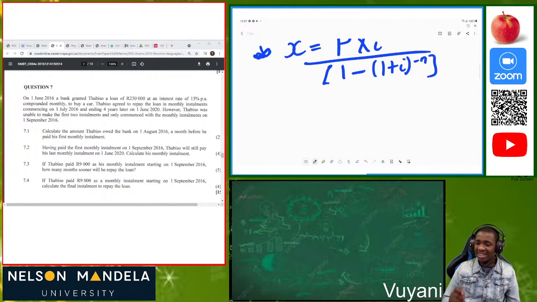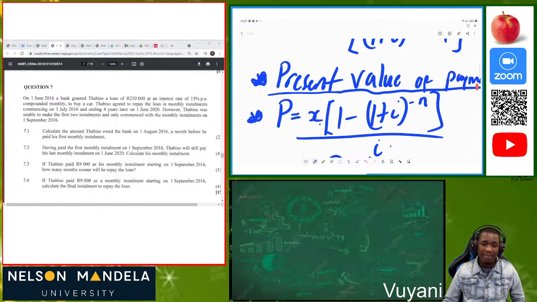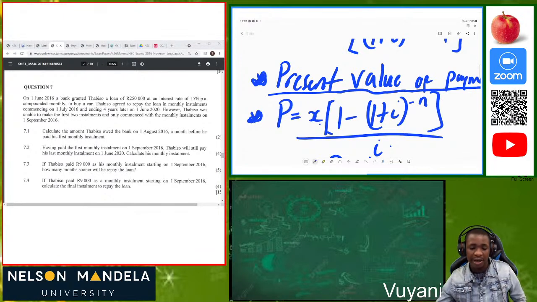So when you hear anything about a loan, don't hesitate. Just use this second formula which I told you, which is the present value of a payment. The moment you hear anything about a loan, use this formula. It's going to be helpful to you.